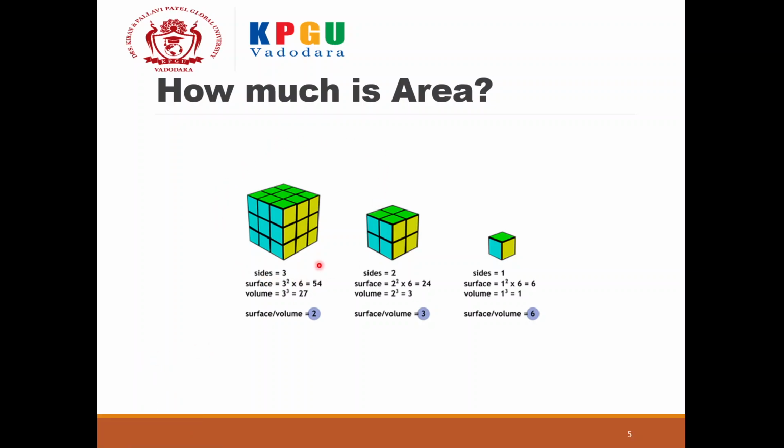This is a Rubik's cube. I am sure you must have played with it, isn't it? Now this contains a total of 27 cubes of 1 by 1 by 1 meter size. So its surface is 3 into 3, that is 9 meters square for one surface, and we have to multiply it by 6 as it is a cube. So total 54, and volume 3 by 3 by 3, so 27. So surface by volume is 2.